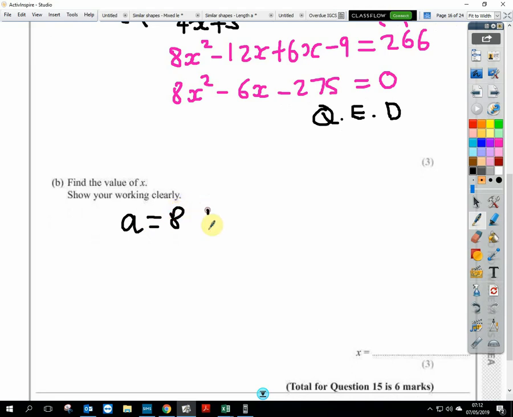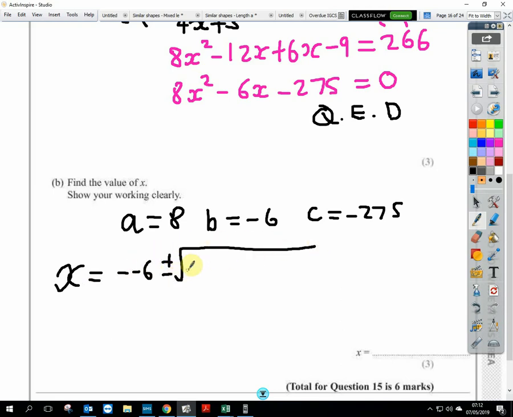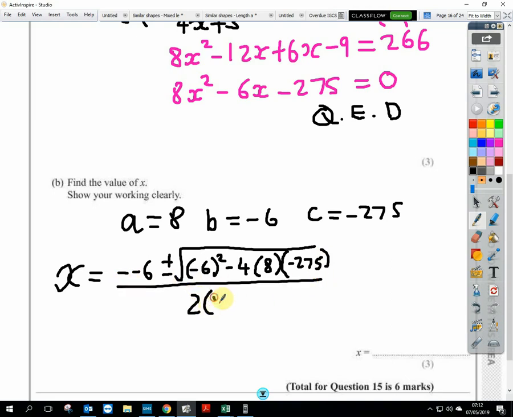A is 8, B is negative 6, and C is negative 275. And we use the formula x equals minus b, so minus minus 6, plus minus the square root of b squared, so minus 6 squared, minus 4 times a times c, all over 2a, so 2 times 8, yep.